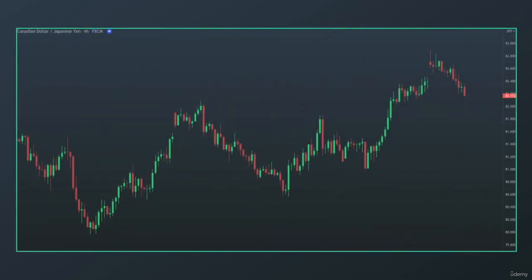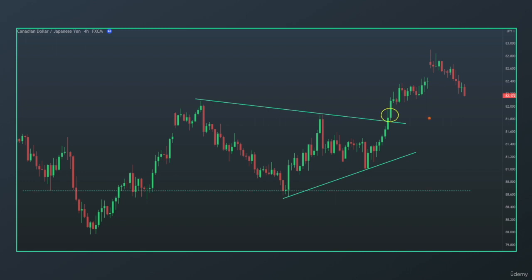Another example, CAD JPY. So impulsive move to the upside, followed by a corrective move that formed a symmetrical triangle. Okay. So for confirmation, we will wait for a breakout. And then again, price also tested this support level, right? Okay. And then breakout. So confirmation. And then invalidation below the low of the pattern. First target, this high.